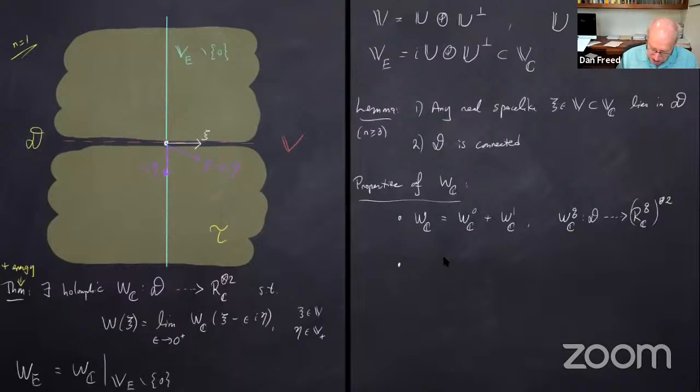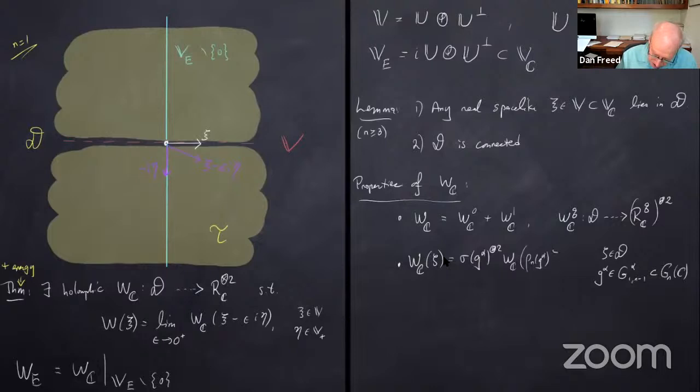Okay. Now the symmetry is telling us that if I evaluate this at zeta, where zeta is in the domain, and now I take a group element, which I'll write g alpha, in the complexified symmetry group, then this is, I didn't give a name, okay, sigma of g alpha squared times the thing on the transformed vector point.